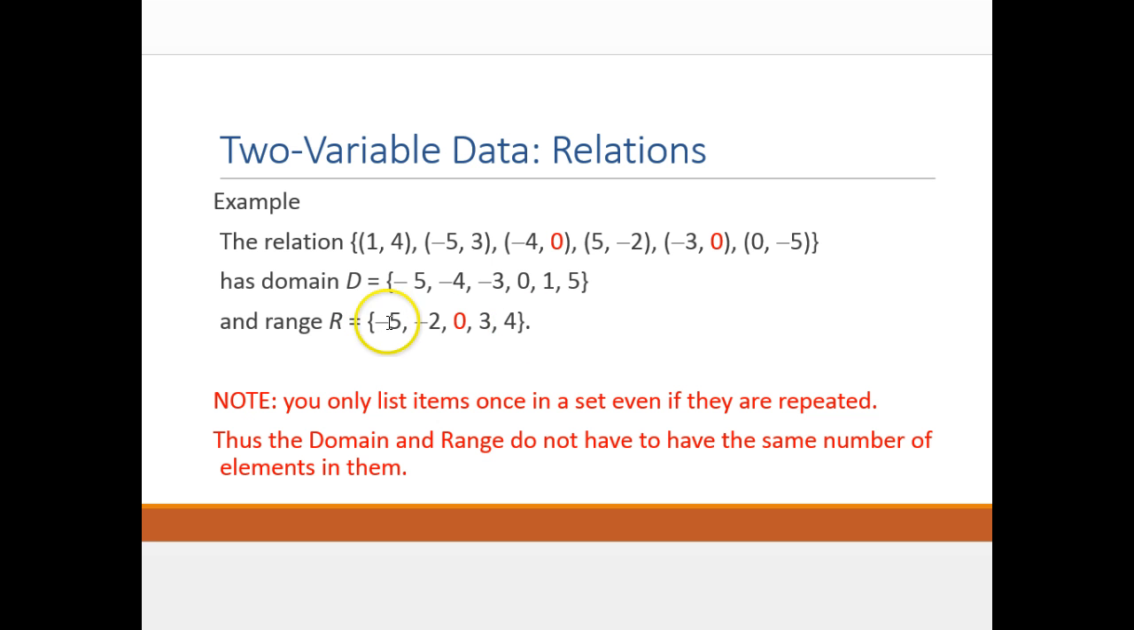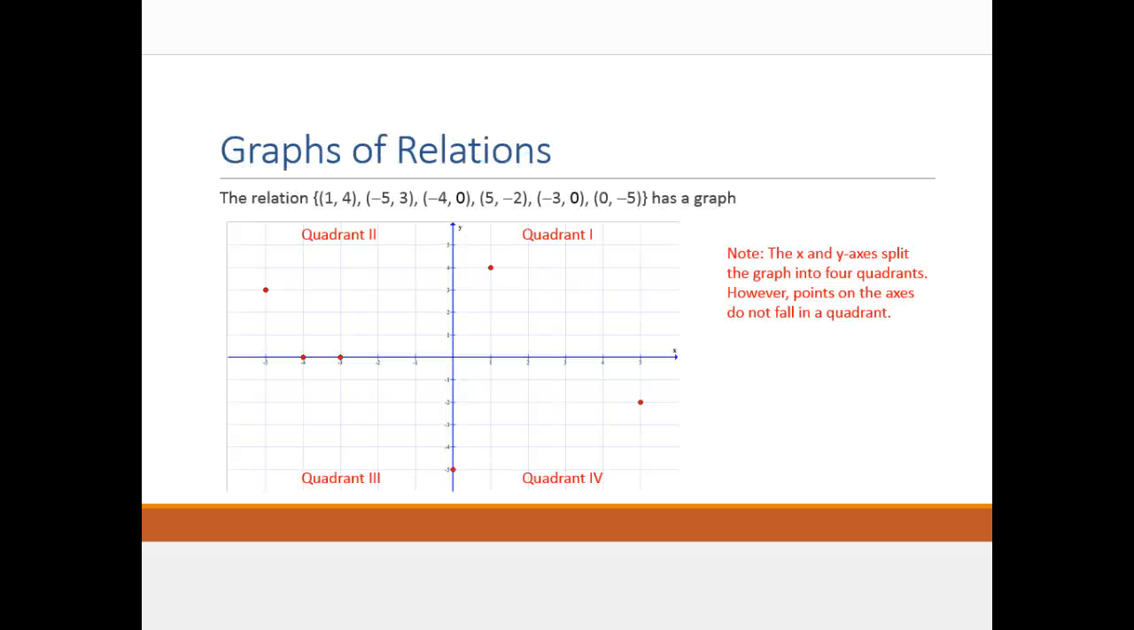The reason there are fewer elements in your range than your domain is that we simply do not list items twice. So the 0 that appeared in the range for the point negative 4, 0, and the point negative 3, 0 is only listed once. Now I can also visually represent this relation by simply showing the graph of this relation. All I'm doing is plotting my data points. This is the point 1, 4. This is the point negative 5, 3, negative 4, 0, negative 3, 0, 0, negative 5, and 5, negative 2.